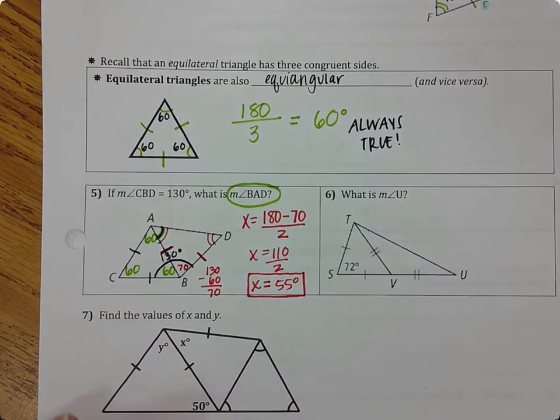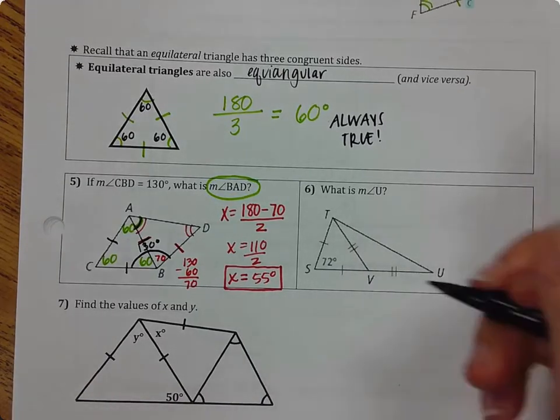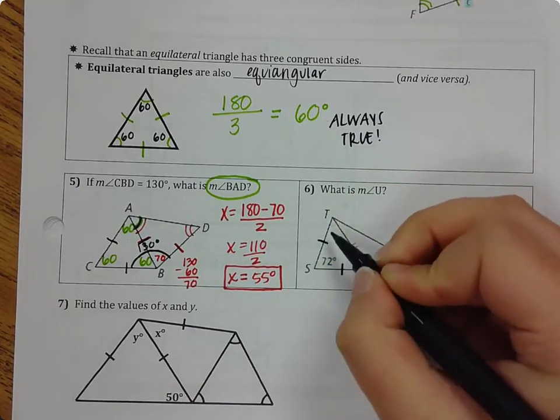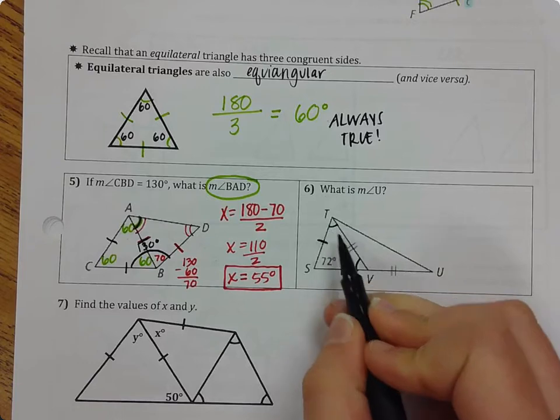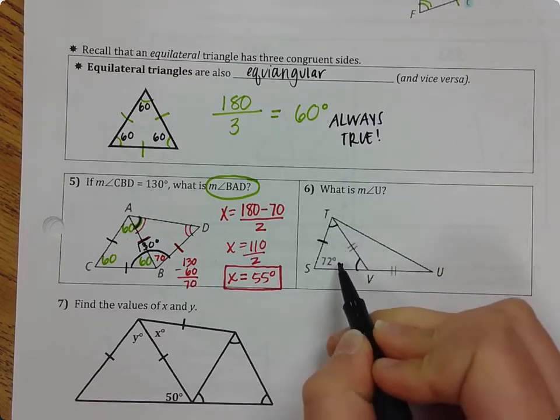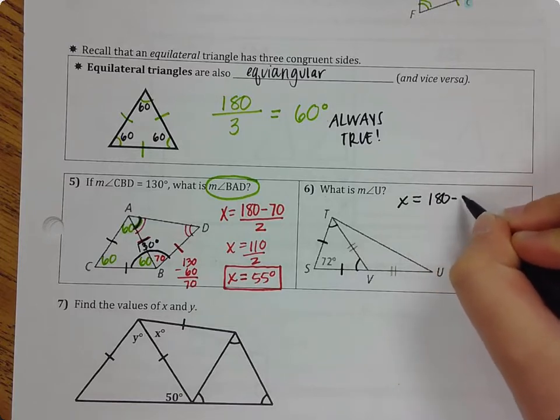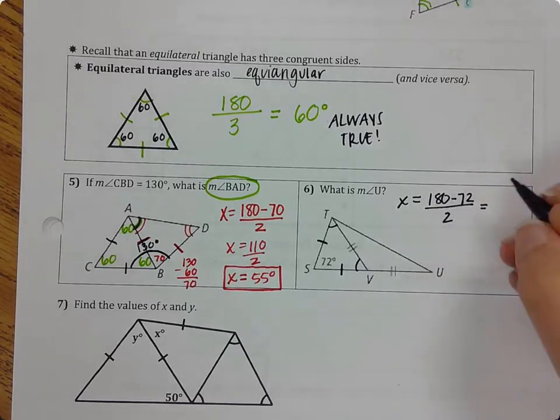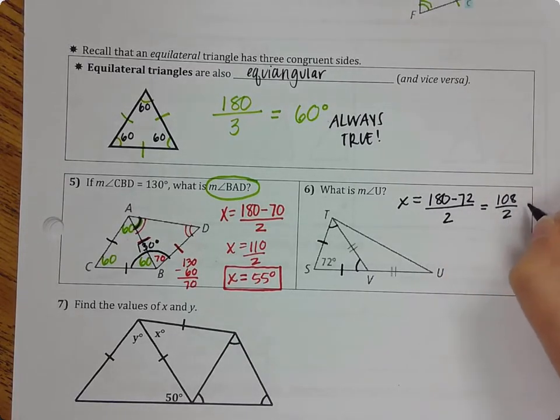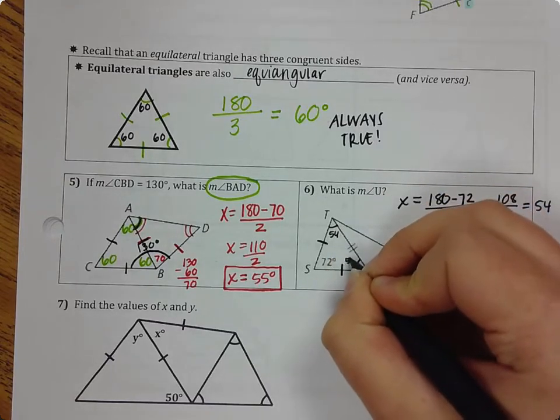We can apply our same knowledge for number 6. This time I don't have any equilateral triangles, I just have isosceles. So I have a marking here, telling me that this angle is congruent to this angle. So I want to go ahead and find those. And I'm given the base angle, so we're going to use our formula. X equals 180 minus 72 divided by 2. 180 minus 72 is 108 divided by 2 is 54. So we've got 54 and 54.